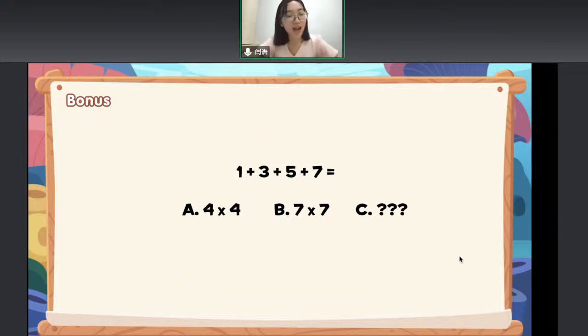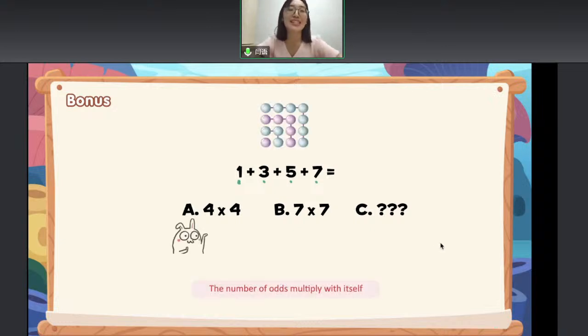Okay, the last one. 1 plus 3 plus 5 plus 7 equals what? Okay, so again, you just count. The first number is 1, and all of them are consecutive odd numbers. We have 1, 2, 3, 4. 4 consecutive odd numbers, so it should be 4 times 4. So you can get the answer, which is 16. Yes, super easy for you, right?